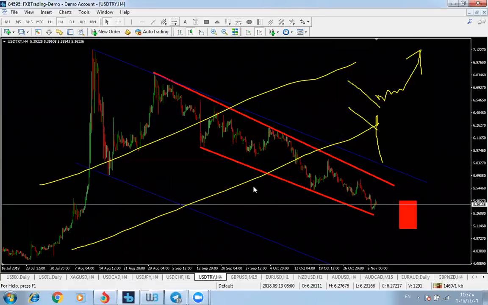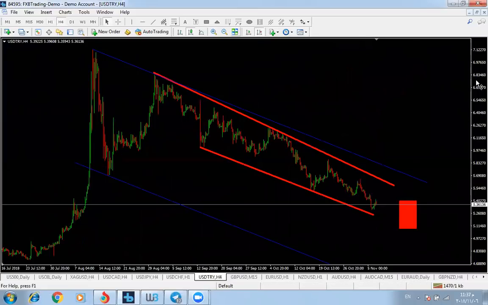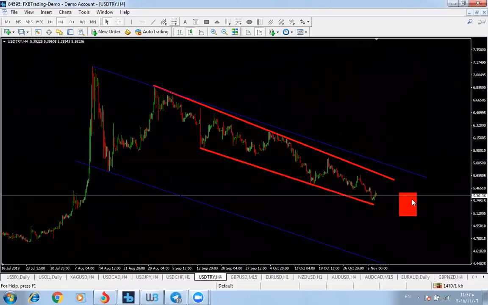Let's move to the Turkish lira. As we see, we are drawing our red box from the previous weeks, and we are in this red box, where we anticipate the price to reverse from this area. So we are keeping a close eye on the price action from this area.